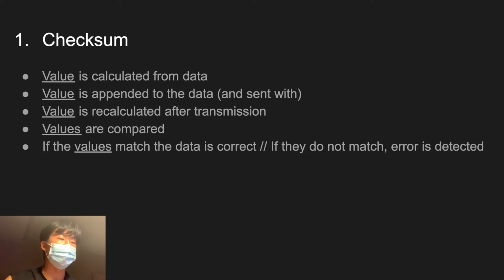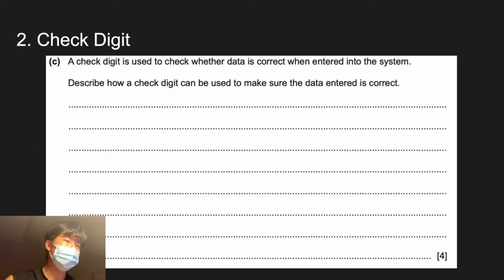with the data. So after the data is sent, the value is recalculated and the values are compared, and if the values match, the data is correct, and if they do not match, an error is detected. So these are the points that the mark scheme awards marks for the checksum error checking method. So moving on to check digit.